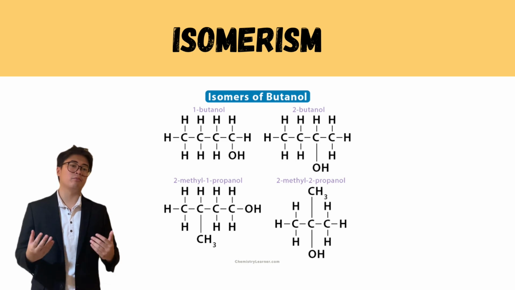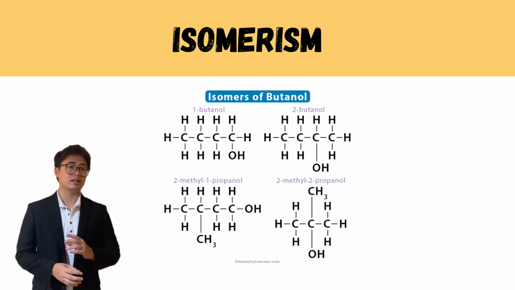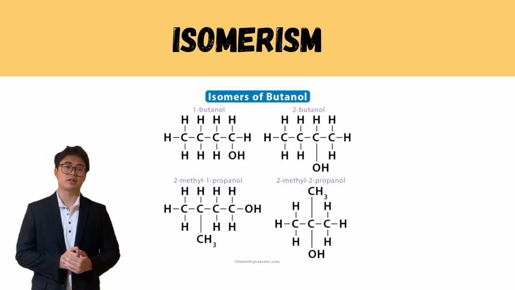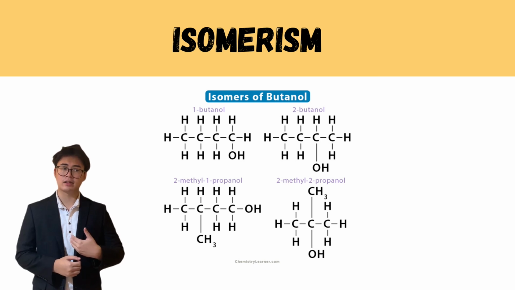Let's look at more examples of isomers. Here we have the isomers of butanol. As you can see, they look similar but are different in one or some molecules. There are different types of isomerism, but for today, we'll focus on how it affects our fatty acids.